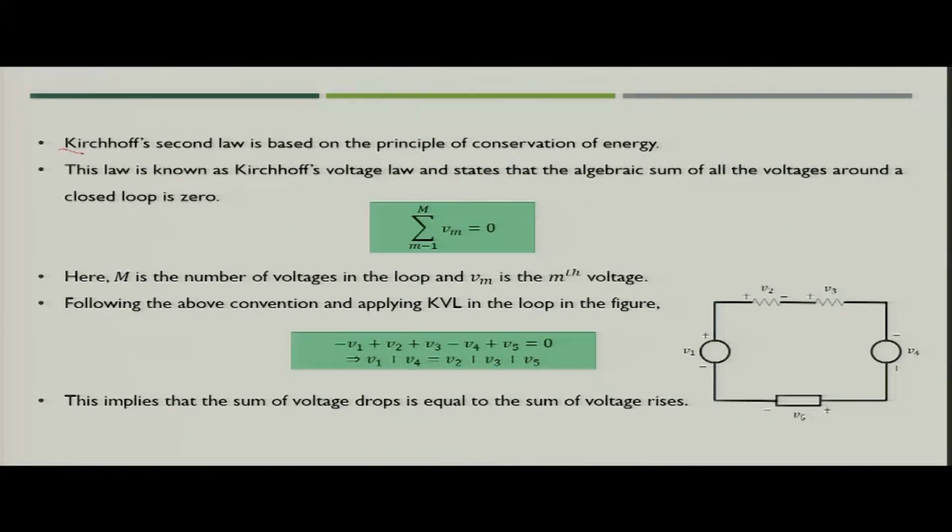Now let us talk about the second law of Kirchhoff, which is based on the principle of conservation of energy. Kirchhoff's voltage law states that the algebraic sum of all the voltages around a particular closed loop is 0. Here Vm is the voltage across a particular element connected in a loop, and if you sum up all the voltages across all the elements in the loop, the summation will always be 0, where m varies from 1 to capital M, capital M being the number of voltages in the loop, and Vm is the mth voltage.